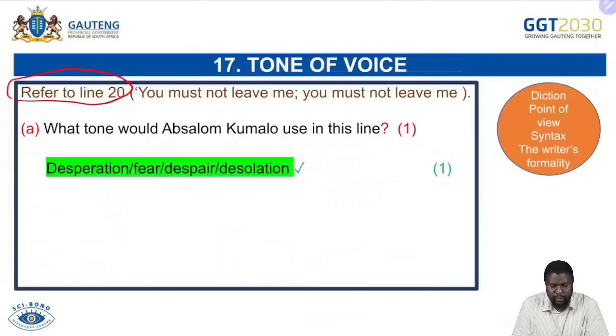Why would Absalom use this tone in this line? Remember, you are not allowed to say he is afraid because he is afraid, or he is fearful because he is afraid. That is a repetition of the same thing. You need to explain a reason for his fear. He doesn't sound desperate because he's desperate. What is the reason for his desperation? So in the second part of this question, we expect you as grade 12s to give us a reason for the character's words. Why is he saying those words the way he's saying them? How do those words sound? Why would he use this tone? Why does he sound desperate?